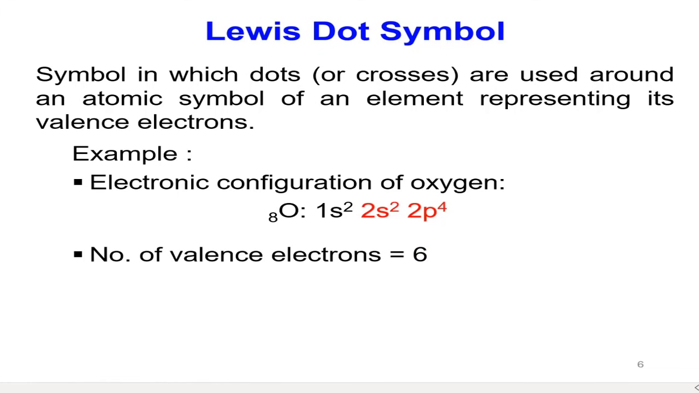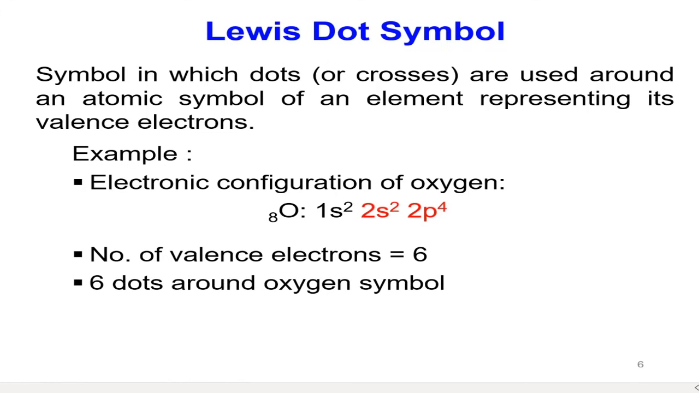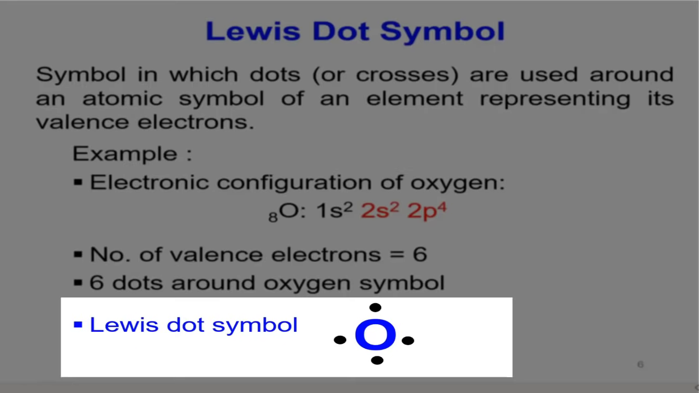So in order to draw the Lewis dot symbol, firstly we draw the symbol of oxygen, that is O, and then there are 6 dots around the oxygen symbol. Okay, so don't just put the dots anywhere. The dots should be neatly drawn on the 4 sides around the element, and no more than 2 dots at each side.